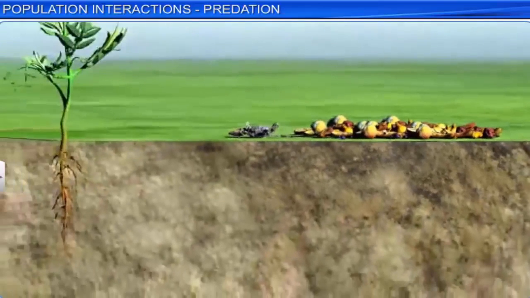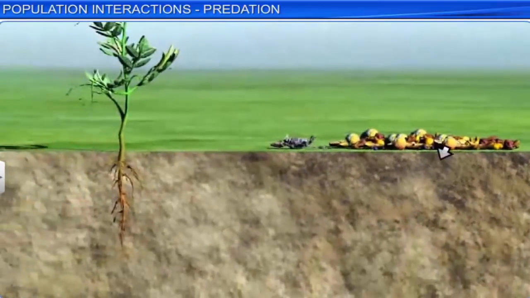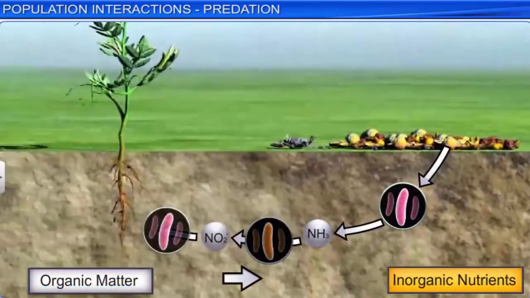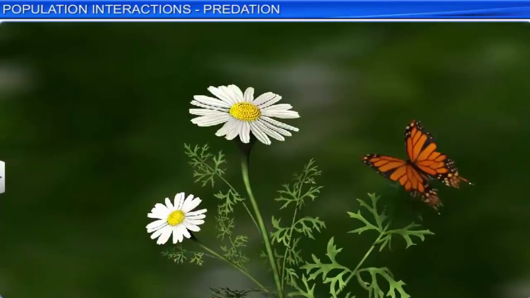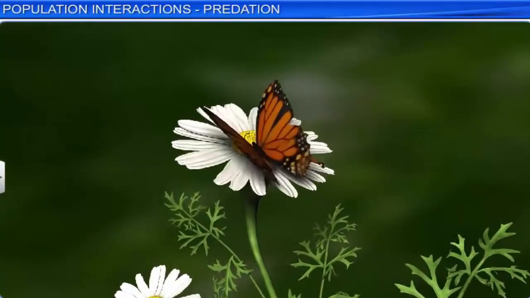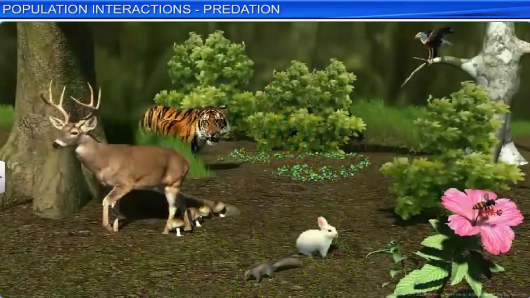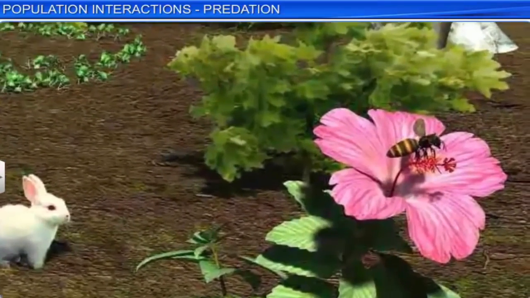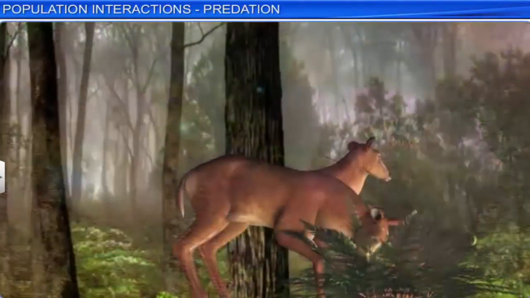Plants, for instance, need soil microbes to decompose organic matter into inorganic nutrients which are needed for their growth. Also, many plants depend on birds and insects for pollination. Just as plants depend on animals for their existence, animals too depend on plants directly or indirectly for their survival.